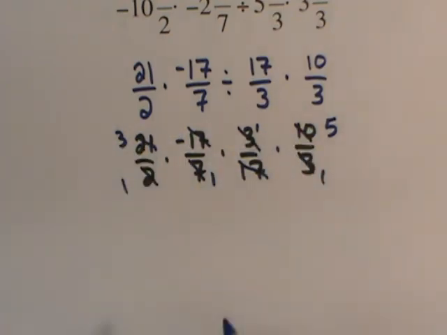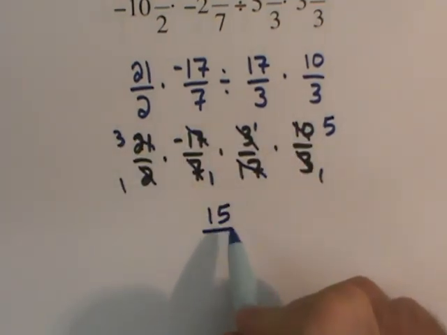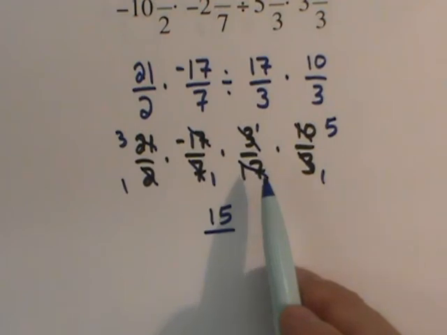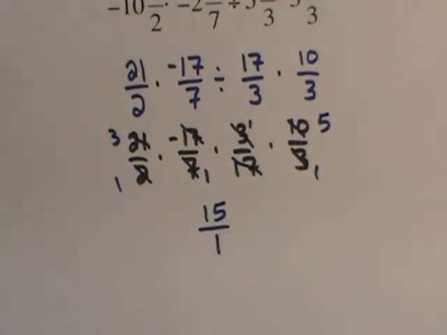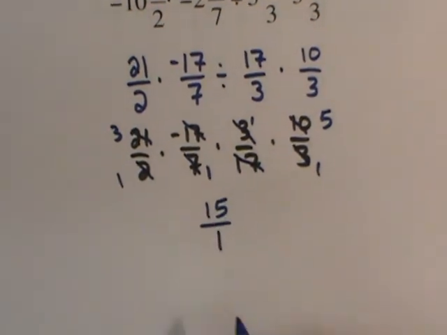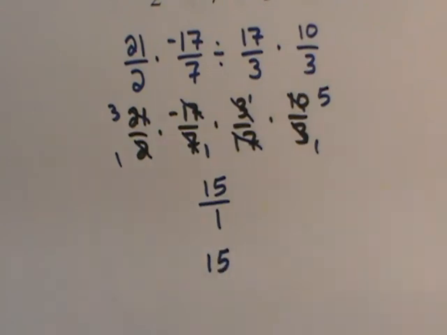Essentially it's 3 times 5, which is 15. And then for the denominator, it's 1 times 1 times 1 times 1, which would be 1. Most appropriately, we'll call that the whole number 15. That is example 4.